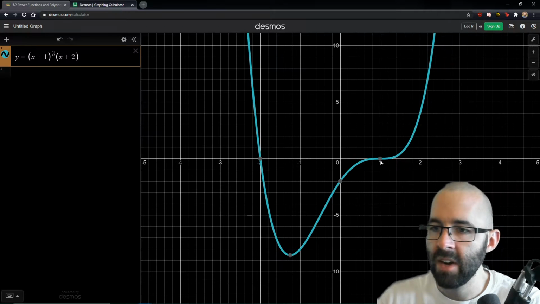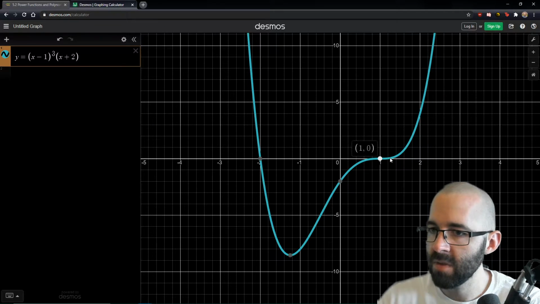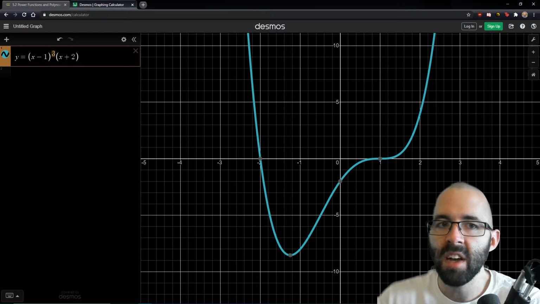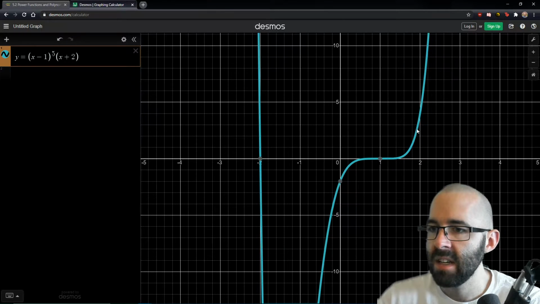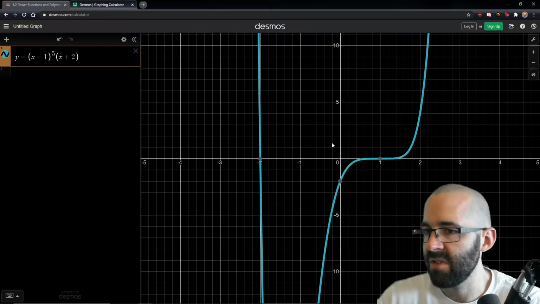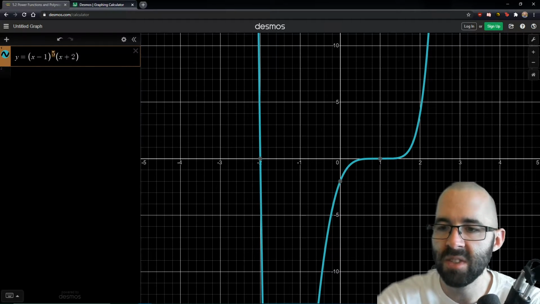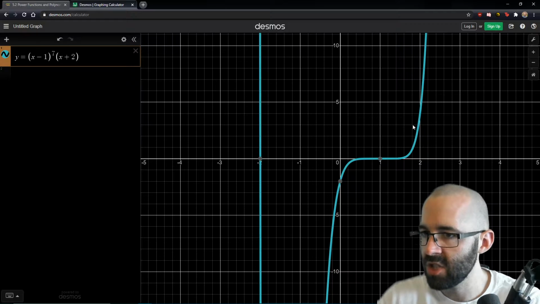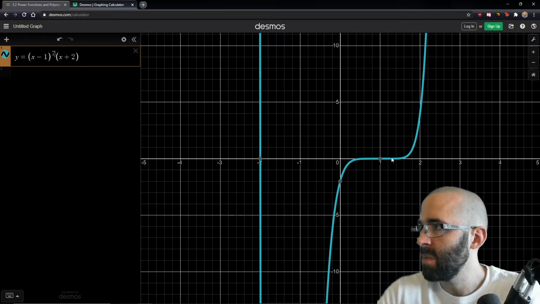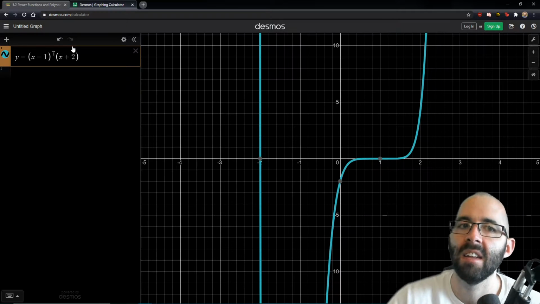Great. Right, multiplicity 3 tangentially goes through, kind of like a cubic. If I had a multiplicity 5, it still has the same shape, just flatter. Multiplicity 7, same kind of shape, just even flatter. So the bigger the multiplicity, the flatter it's going to get in general.